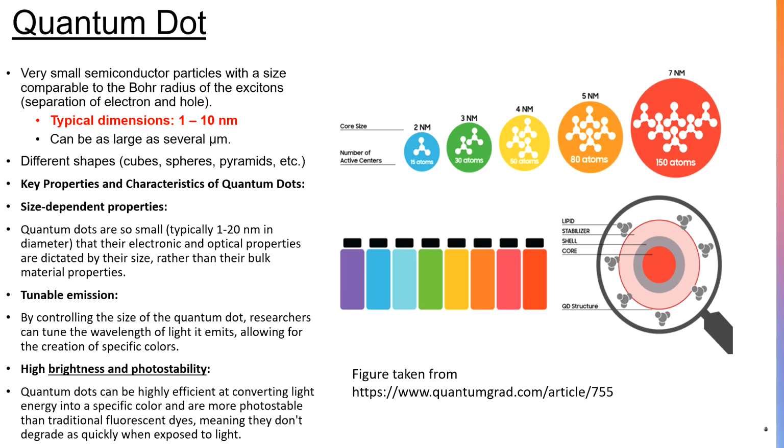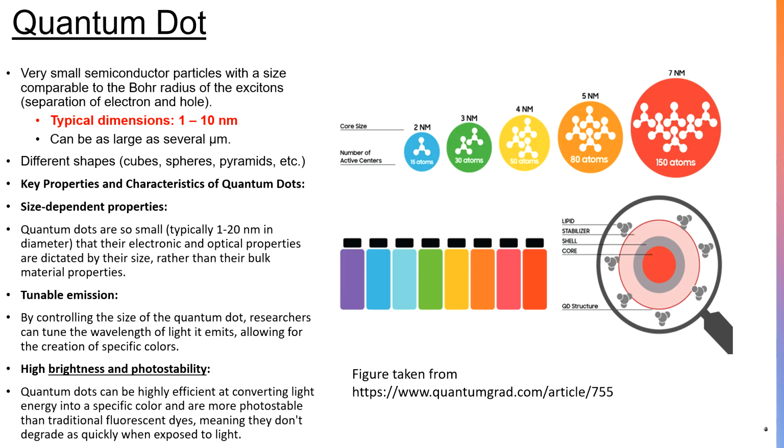If the core size is 2 nanometers, then normally it will have 15 atoms. If it is 3 nanometers, it is 30 atoms. If it is 4 nanometers, it will have 50 atoms. If 5 nanometers, it is 80 atoms, and at 7 nanometers, it will have 150 atoms. The number of active centers will also change there, and this is where the properties will also change. You get them in different sizes and shapes like cubes, spheres, and pyramids.